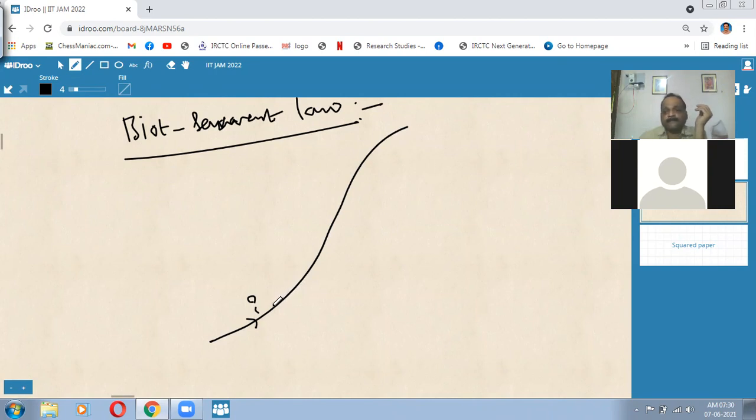Can anybody tell me? This scientist has discovered that current carrying wires produce magnetic field. A scientist called Oersted. Oersted is the first scientist to find out that current carrying wires produce magnetic field.